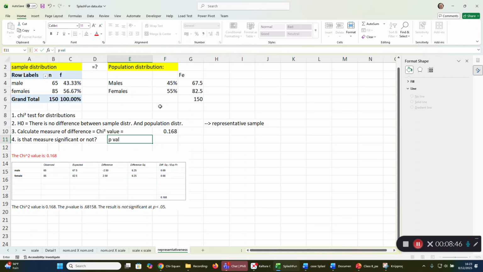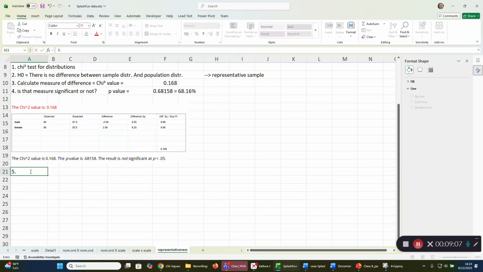Therefore, we take a look at our p-value, and the p-value here is 0.68158, and preferably we always put this in a percentage, because we are going to compare this p-value to 5%, to our significance level of 5%, and you can see here that we have a p-value of 68.16%. So in other words, our p-value is in this case bigger, 68.16%. This is bigger than 5%, and if our p-value is bigger than 5%, our difference is not significant. So we have no significant difference in this case between the sample distribution and the population distribution.